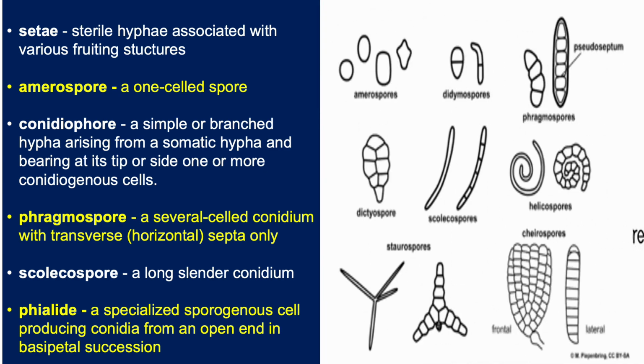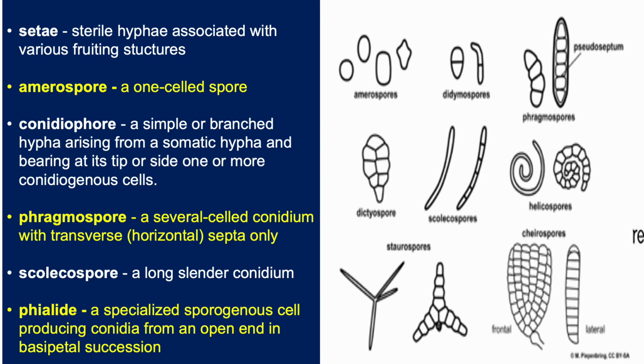Next terminology is Phragmospores. These are several celled conidia with transverse, that is horizontal septa only. This type of phragmospores are produced by a variety of fungi, and these phragmospores are of different types. They may be didymospores, dictyospores, staurospores, helicospores, and phragmospores.